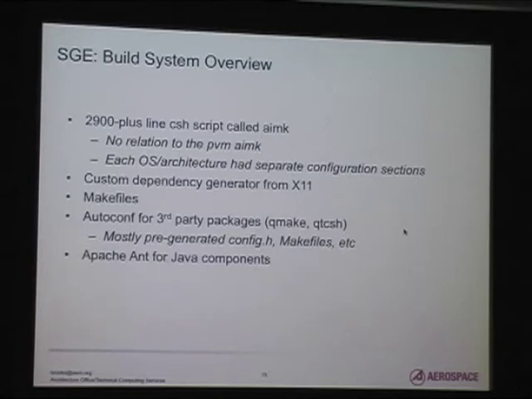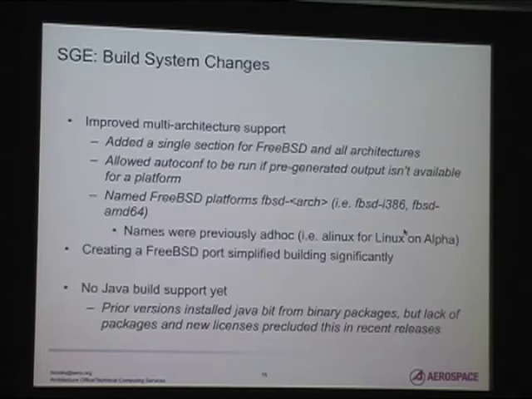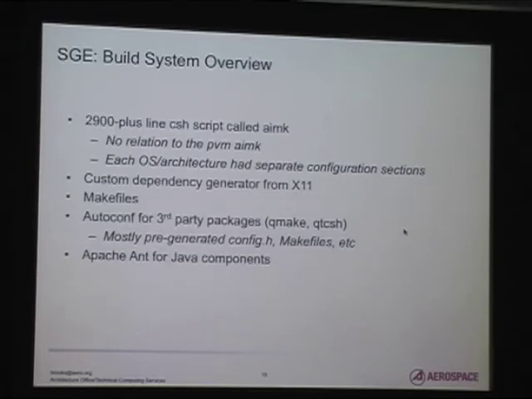There's also a hacked up version of the X11 C dependency generator. Then a bunch of makefiles and some autoconf. And then in more recent versions, some Apache Ant invocations, because there are a bunch of Java components in addition to the C. It's quite an arrangement. So we made a number of changes there.